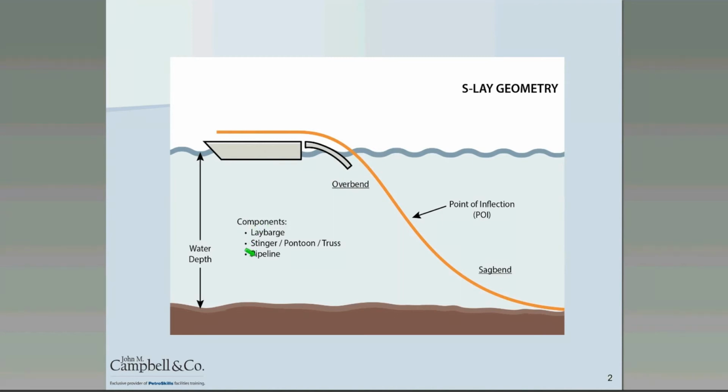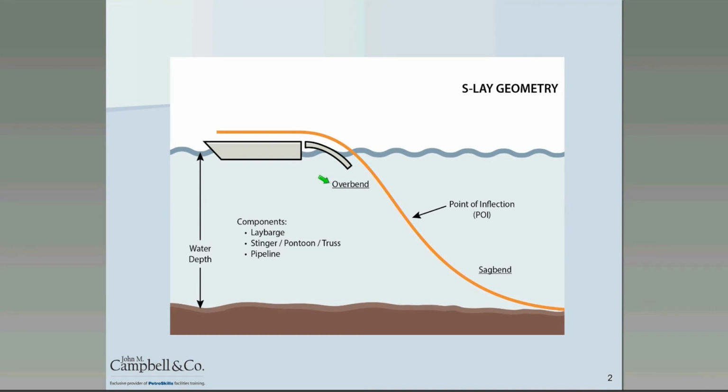The third major component of this would be the pipeline itself, shown here as a long golden line in the flattened S configuration, which is the key to us understanding the geometry of the pipeline systems in an S-lay configuration. Now, a couple of other items that are very important for understanding the geometry would be the water depth itself, which is, I think, pretty obvious. And the second is that there's three major components to the geometry itself.